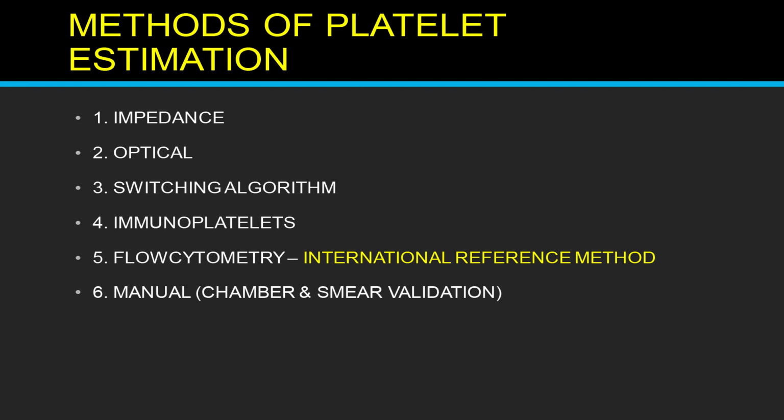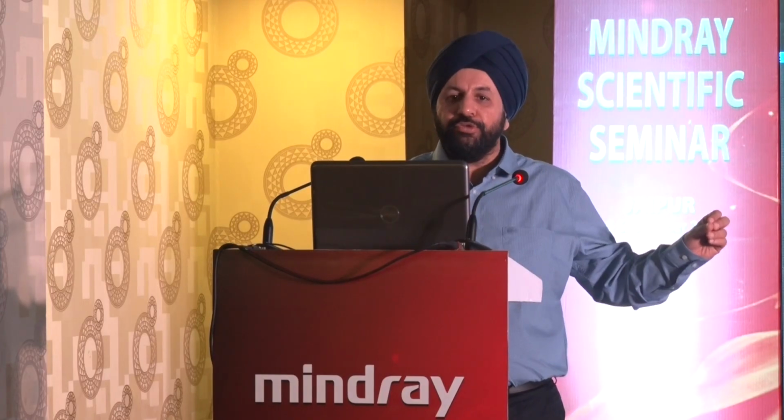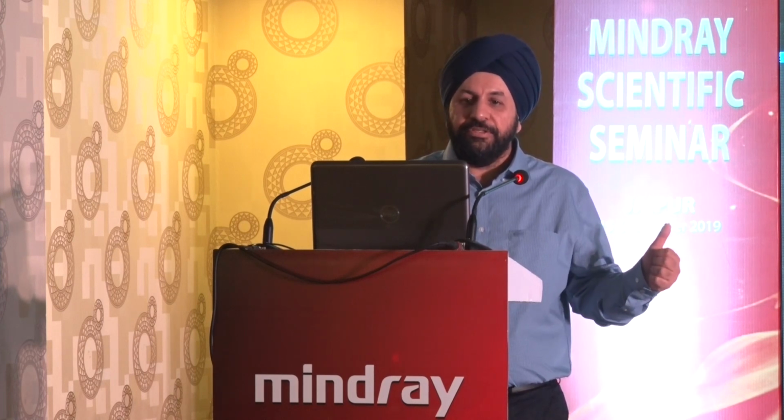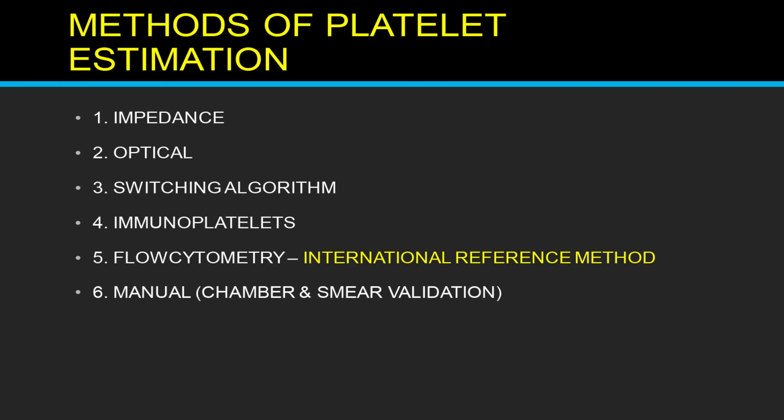Then we have something called the immunoplatelets, where CD61 FITC tagged antibodies are used in certain analyzers to measure platelet count. Actually, this is the closest to the international reference method of flow cytometry, but the problem here is the cost. It would cost something like 2.5 thousand odd INR to do a platelet with this method. And with all governments gunning for 50 rupees capping, I don't think this is plausible in the Indian scenario. So last but not the least, we have the manual platelet estimation using chamber or smear validation.